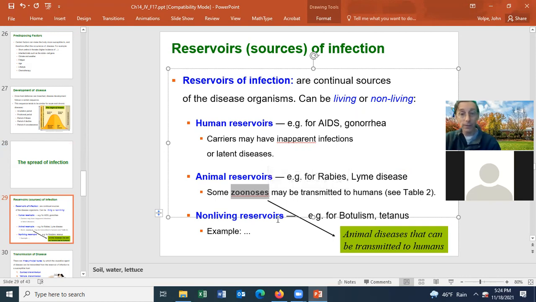There are non-living reservoirs, and various diseases like botulism and tetanus come from non-living reservoirs. Non-living reservoirs can be the soil, water, and then lettuce. And they're counting lettuce as non-living because once you pick it, it's going to die. Any questions about any of that?